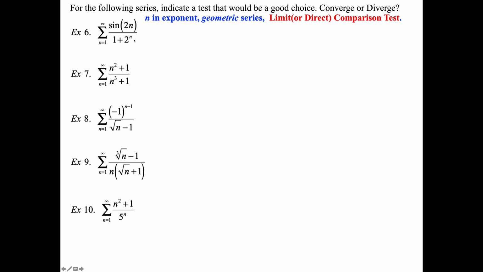N is in the exponent position here, so I'm thinking a geometric series, even though I've got sine of 2n up here. So I can see that this is possibly going to be 1 over 2, all that to the n power, so that's my r, which is less than 1, so I'm guessing this is going to converge. So I'm going to compare this with my comparison test to verify it.